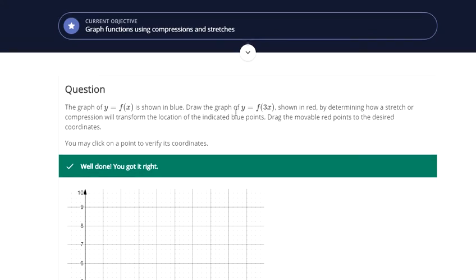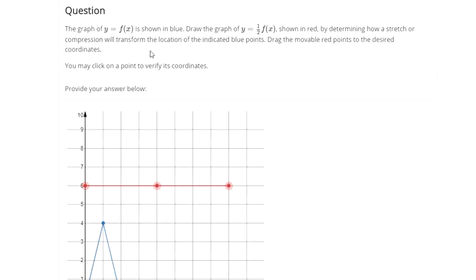Graph functions using compressions and stretches. So we've got the graph of y equals f of x in blue. We're supposed to draw the red graph, the graph of y equals 1/2 times f of x. This basically means we're shrinking the graph because we're multiplying every y coordinate by 1/2.